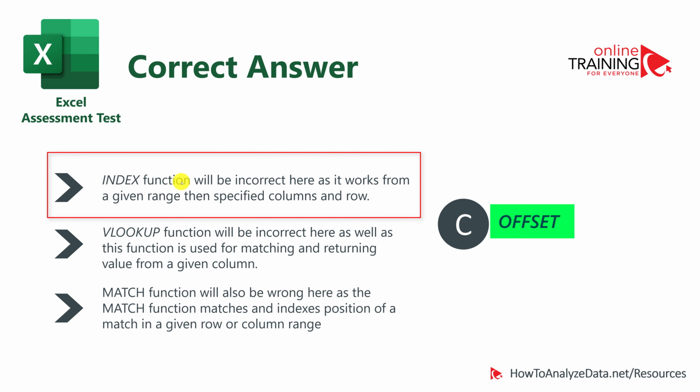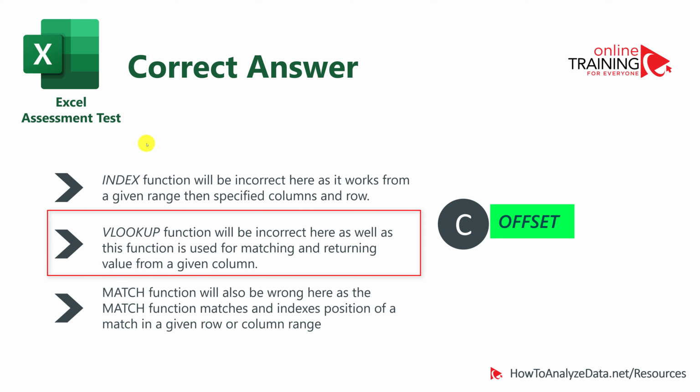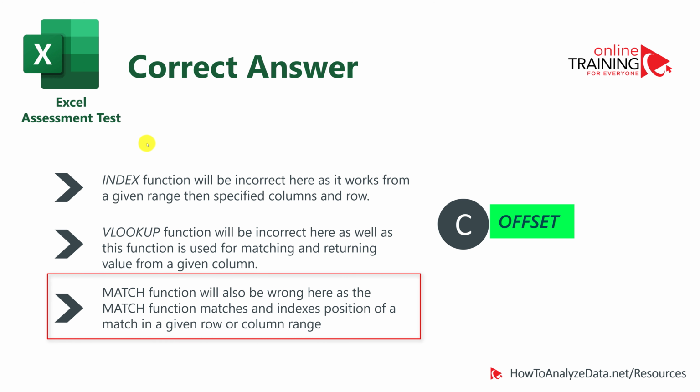And you can see that the index function is not correct. VLOOKUP function is also not correct, and the match function would be incorrect as well because it returns the position of a match in a given row or column range. I'm pretty sure you got this one right. This was a tough one. This is more of an advanced question, and you need to have knowledge of index, VLOOKUP, match, and offset, and kind of understand the differences between those four choices.